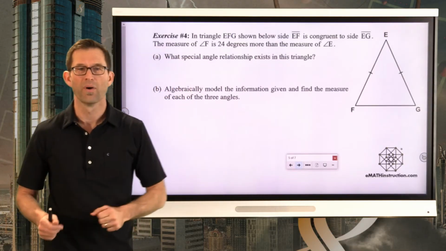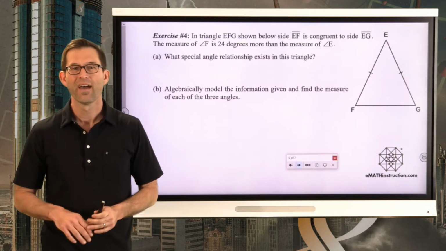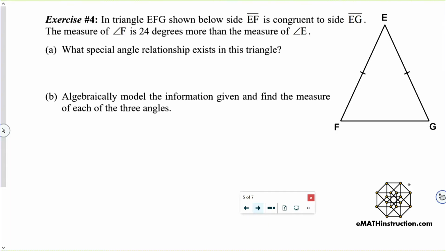Take a look at our next problem. All right, isosceles triangles. Exercise number 4. In triangle EFG shown below, side EF is congruent to side EG. The measure of angle F is 24 degrees more than the measure of angle E. Letter A, what special angle relationship exists in this triangle? And letter B, algebraically model the information given and find the measure of each of the three angles.